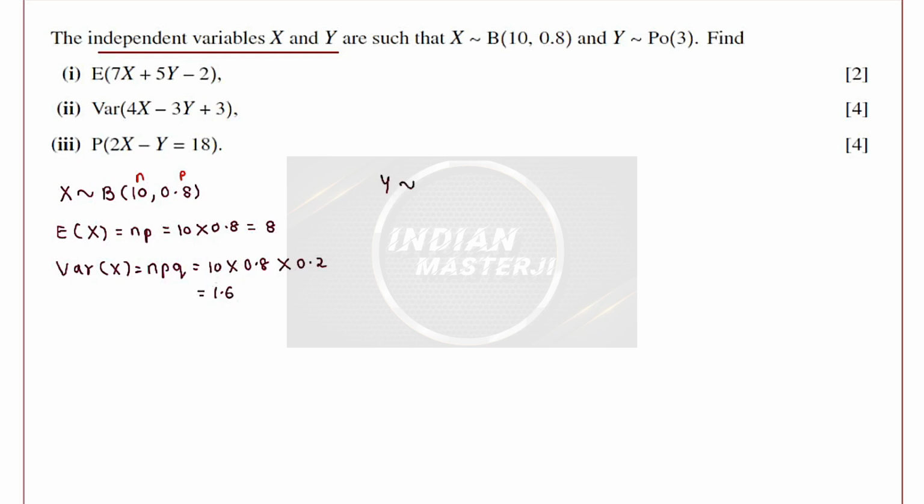Now, because Y follows a Poisson distribution with mean 3, we know that for a Poisson distribution, the mean and the variance are both the same. Correct? So the mean of Y, or the expectation of Y, and the variance of Y will be equal to 3. Now, let's deal with the first part of the question. They're asking for the mean of a new random variable, 7X plus 5Y minus 2. So how do we find this?